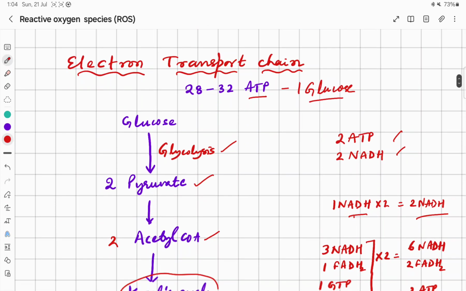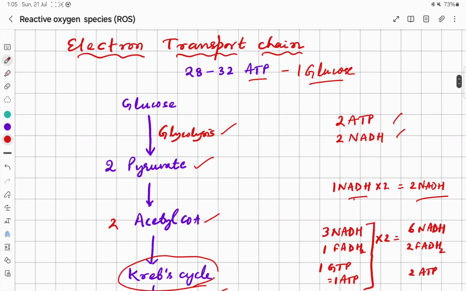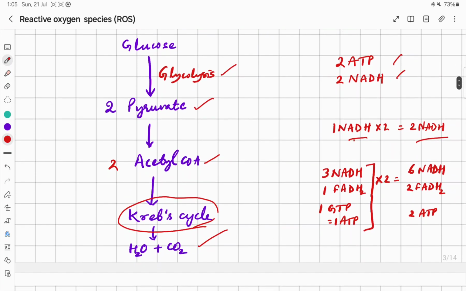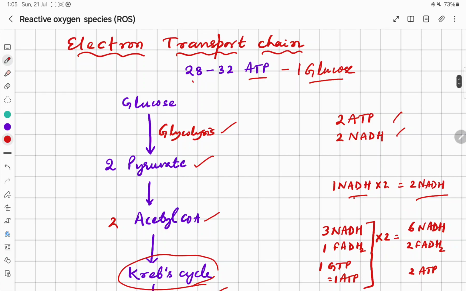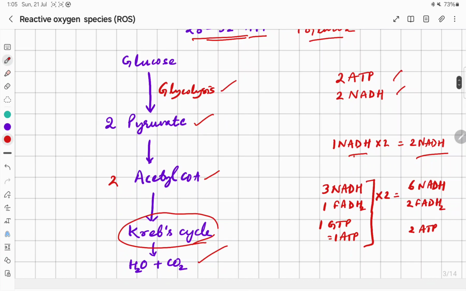So the electron transport chain, how does it generate the reactive oxygen species? The electron transport chain is required for production of ATP from NADH and FADH2. As you know, from one glucose molecule we can have around 28 to 32 ATP produced, but usually in glycolysis 2 ATP and in the Krebs cycle 2 GTP are formed, which is equivalent to 2 ATP. So the rest are produced from NADH and FADH2.